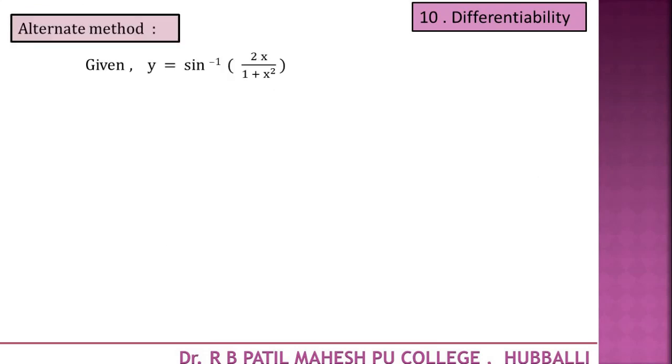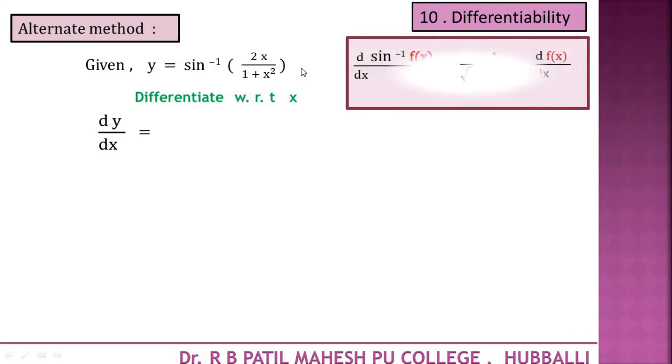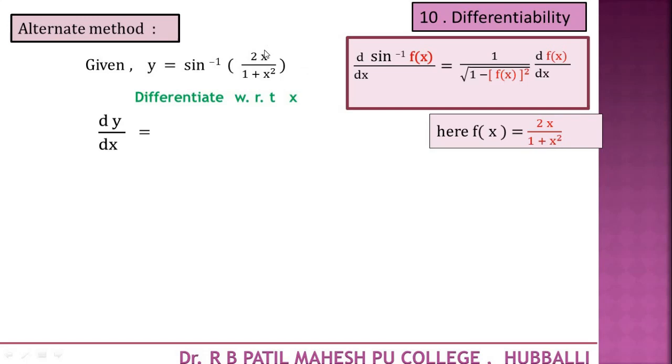Now you see the alternative method solution. First you write the given function, y is equal to sine inverse of 2x divided by 1 plus x square. Differentiate this function with respect to x. dy by dx is equal to, see here students, this is a composite function, an inverse trigonometric composite function. This is f of x. You know the derivative of an inverse function composite, how it is written. So this is the sine inverse function composite rule, and f of x is this bracket function.